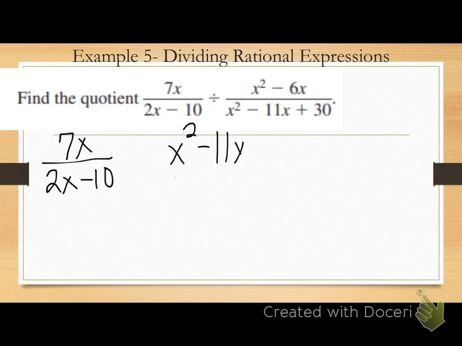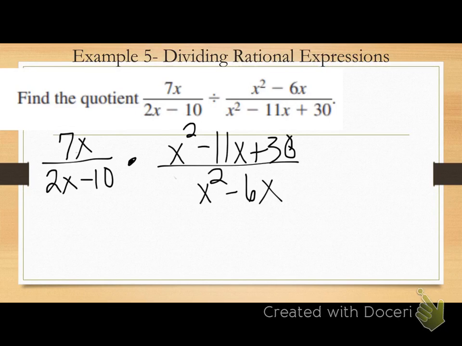x squared minus 11x plus 30 over x squared minus 6x. I'm still dividing, right? No, you multiply. Keep, flip, change. Keep the first one the same. Flip the second one, it's called the reciprocal. Change from division to multiplication.